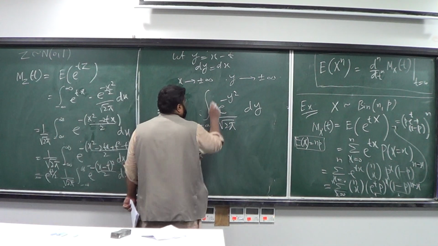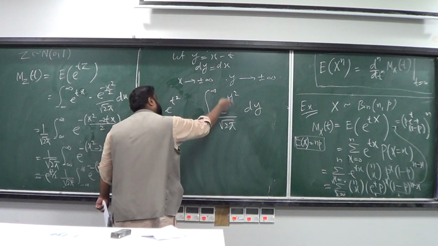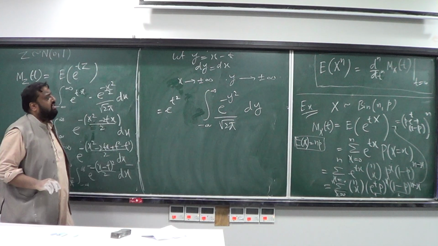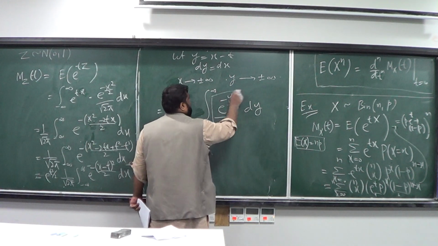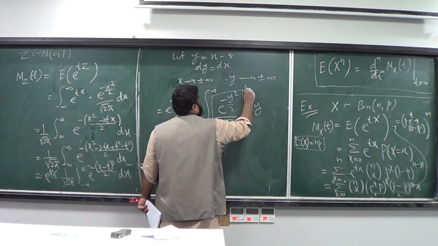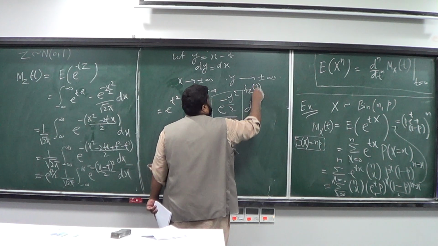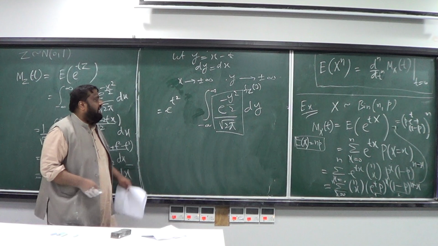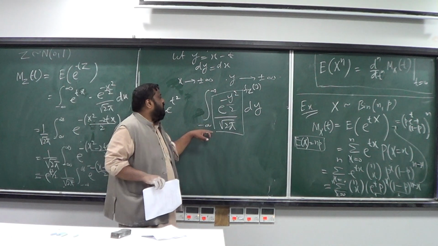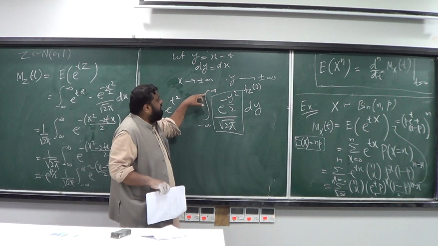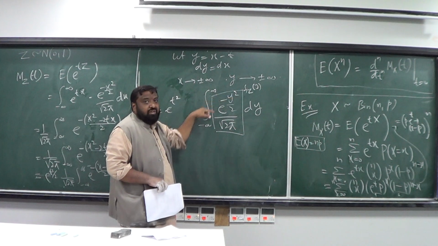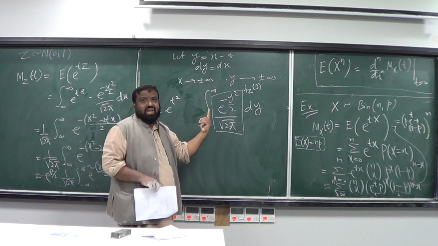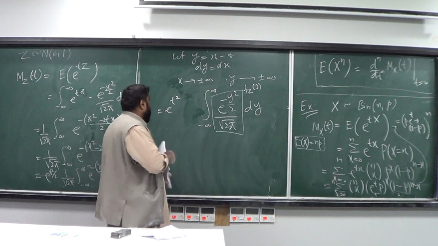And the integral from minus infinity to infinity. Now what is this guy? Y square upon 2. This is really the PDF of the standard normal random variable. So you are integrating the PDF of a standard normal random variable from minus infinity to infinity. Therefore, the integral of any PDF from minus infinity to infinity is equal to 1 actually. So this is equal to 1.